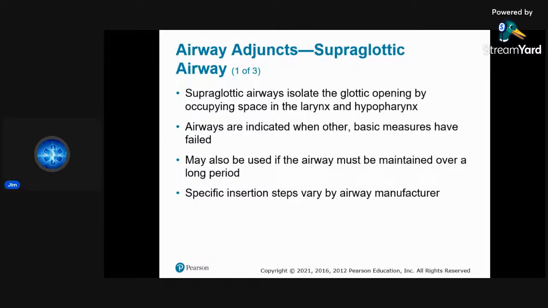And how we put these devices in depends on the manufacturer. I will tell you there are three main ones we see in the field. The main one right now is called an iGel. And then we'll also see the King LTD. And there's a device that we don't see so much anymore, but we used to use all the time in the old days, called the Combitube.